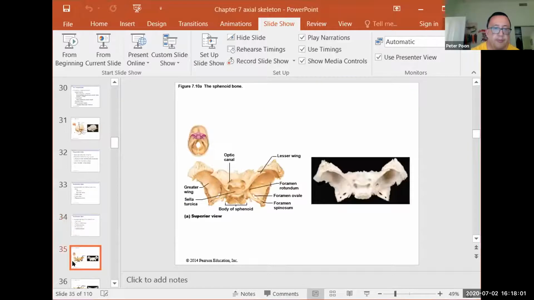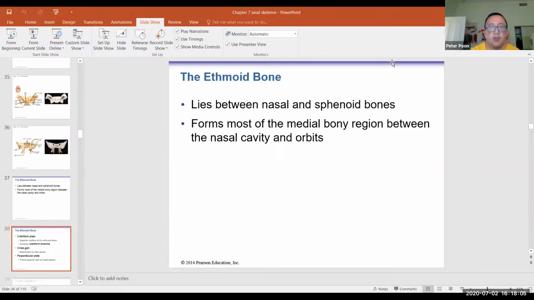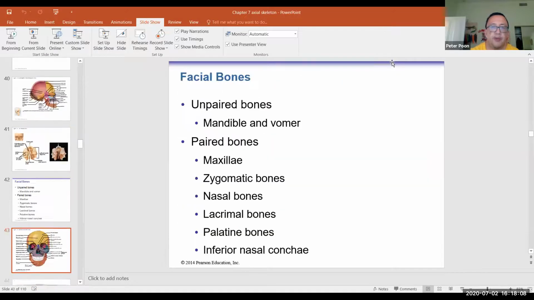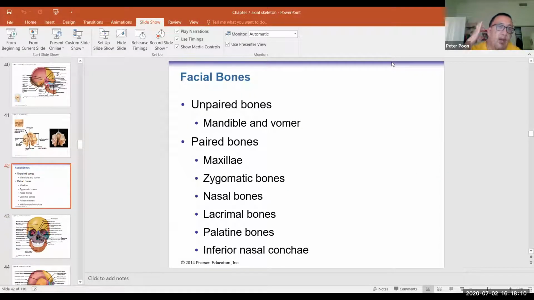All right, coming back to talking about the skull. So we finished the cranium in the last presentation. Now we're moving on from the cranium to the facial bones. Okay, facial bones.